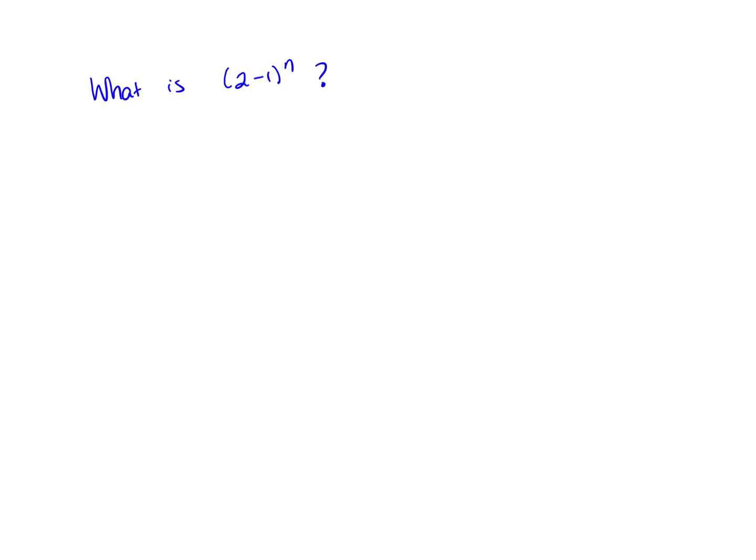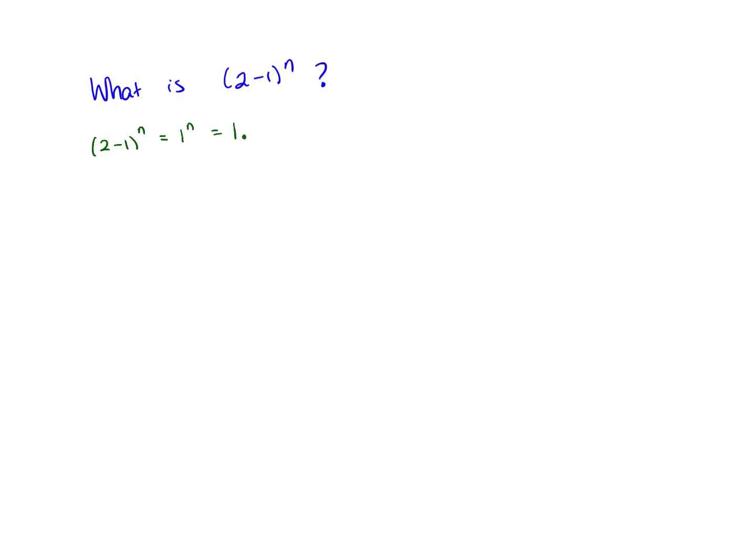Okay, so this next one is sort of a strange example. It's asking us what 2 minus 1 to the n is. So we know that 2 minus 1 is just equal to 1. So that's just 1 to the n, which is just equal to 1. So certainly this is just equal to 1. But if we think about it in terms of the binomial theorem, maybe we can get another interesting identity.